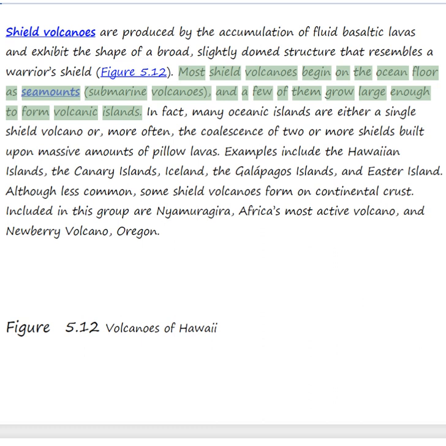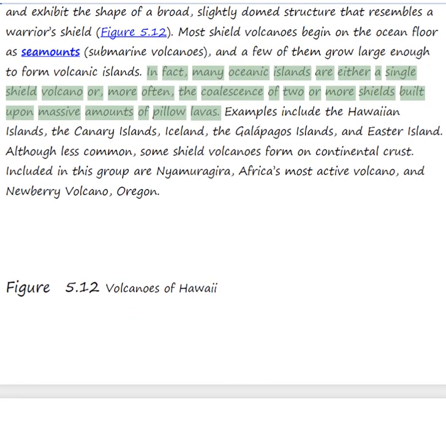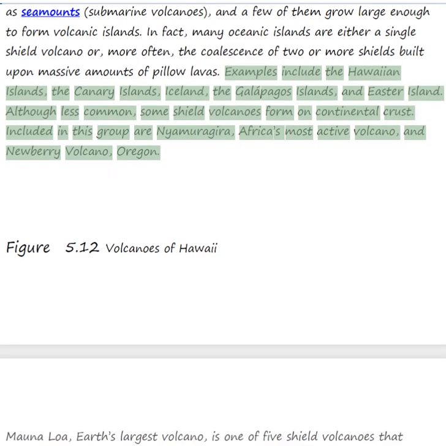Most shield volcanoes begin on the ocean floor as seamounts, and a few of them grow large enough to form volcanic islands. In fact, many oceanic islands are either a single shield volcano or, more often, the coalescence of two or more shields built upon massive amounts of pillow lavas. Examples include the Hawaiian Islands, the Canary Islands, Iceland, the Galapagos Islands, and Easter Island. Although less common, some shield volcanoes form on continental crust. Included in this group are Nyamuragira, Africa's most active volcano, and Newberry Volcano, Oregon.